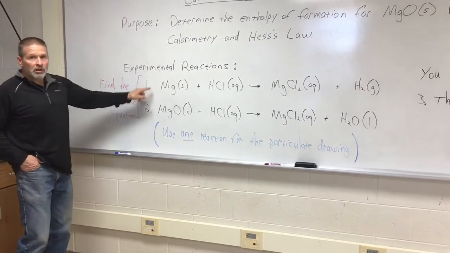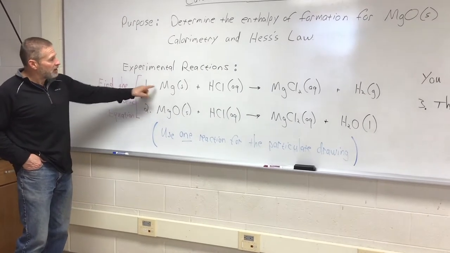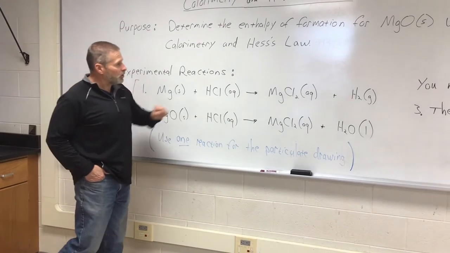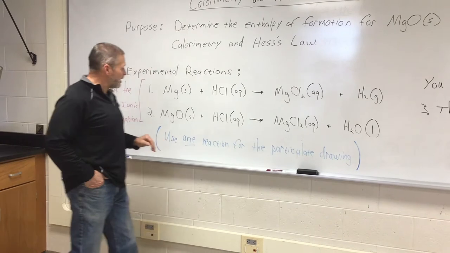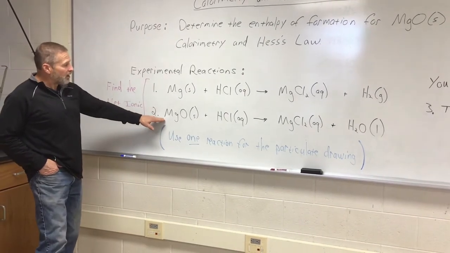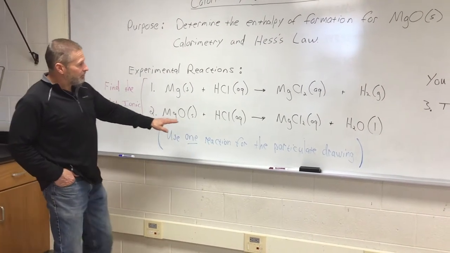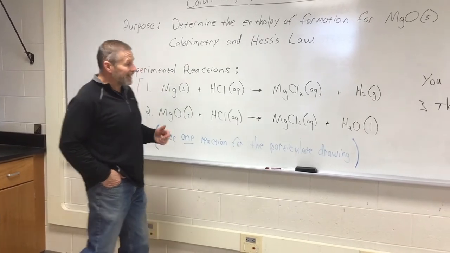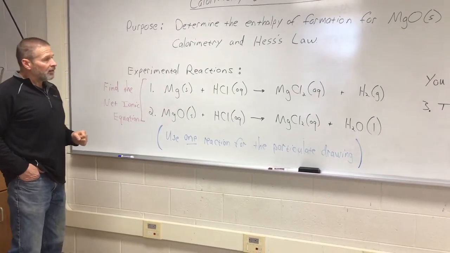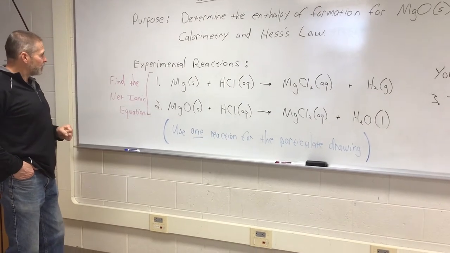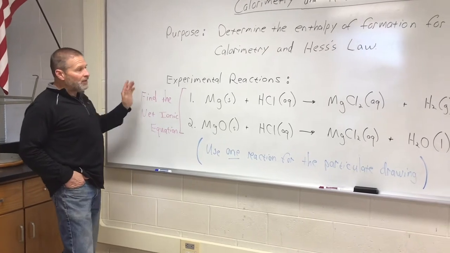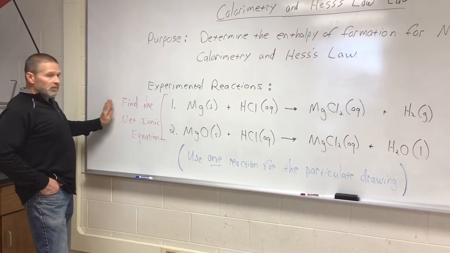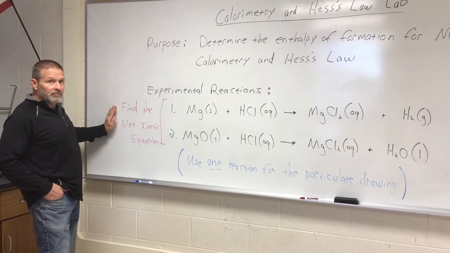Okay? So here are our two reactions. Here's what we're mixing together. One reaction is solid magnesium metal with hydrochloric acid. It's going to react and make magnesium chloride and hydrogen gas. Our other reaction is solid magnesium oxide, again reacting with HCl, again makes MgCl2, but water in that case. Now you're going to have to figure out the net ionic equation. We gave you the molecular equation. You'll need the net ionic.